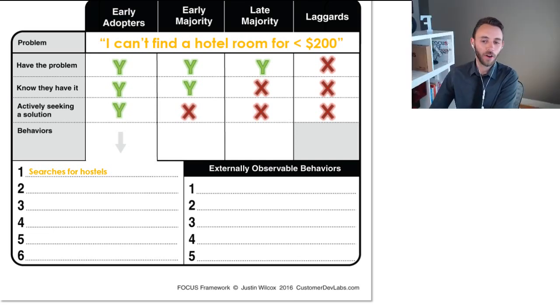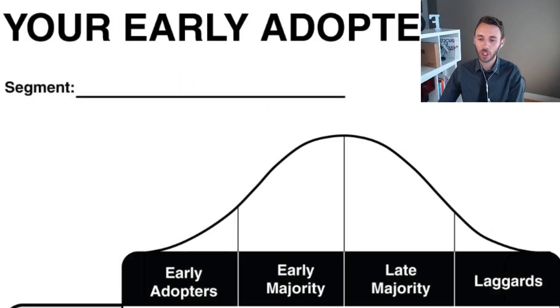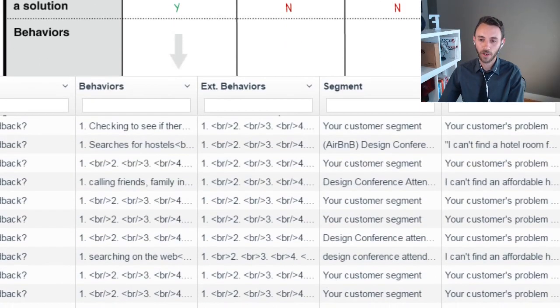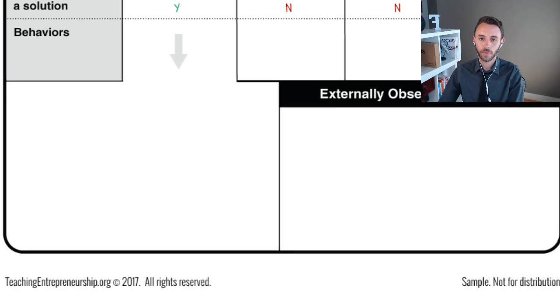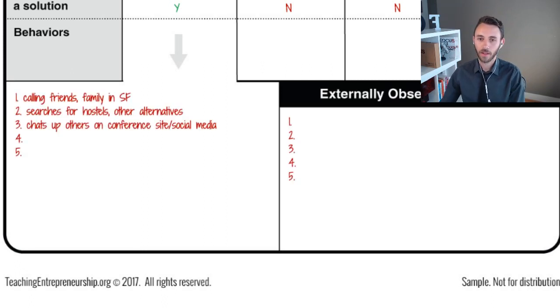All right, everyone. Hopefully you've had a chance to go in and take a look or fill in some of these different behaviors. I'm just going to go take a look and see what we've got here so far. Okay, so let's see what we got here. Behaviors. Calling friends and family. All right.